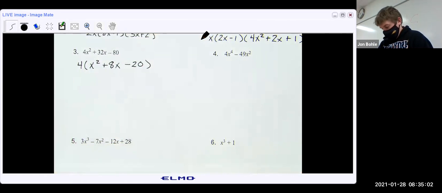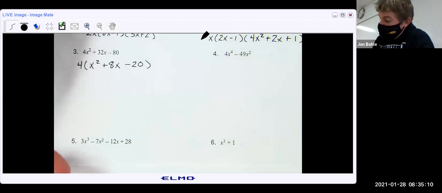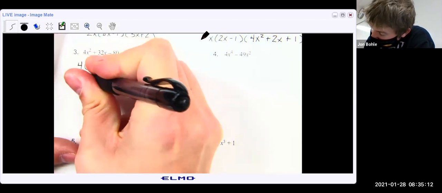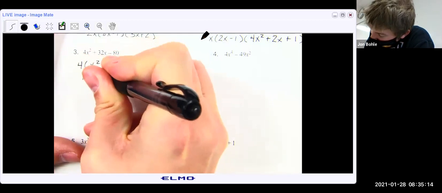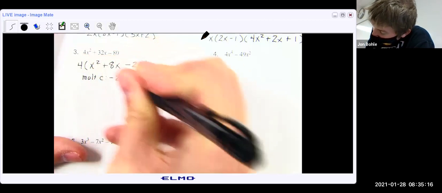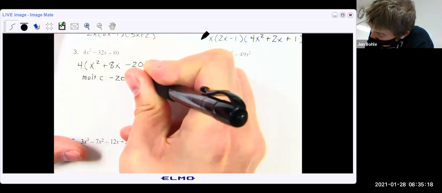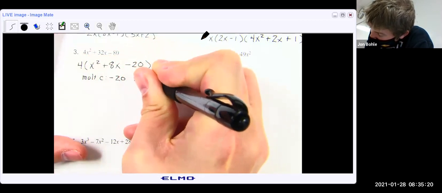How many terms are there? 3. Does my A value equal 1? So this means I'm looking for the values that multiply to C, which is negative 20, and add to B, which is 8.